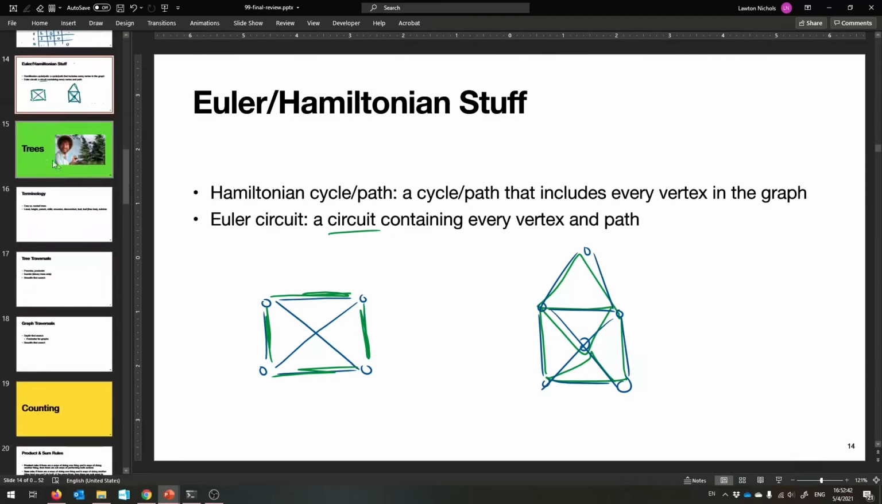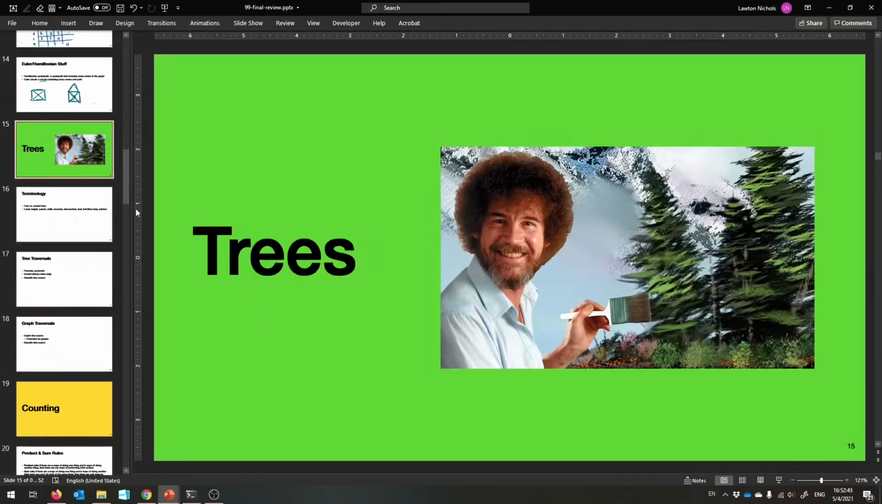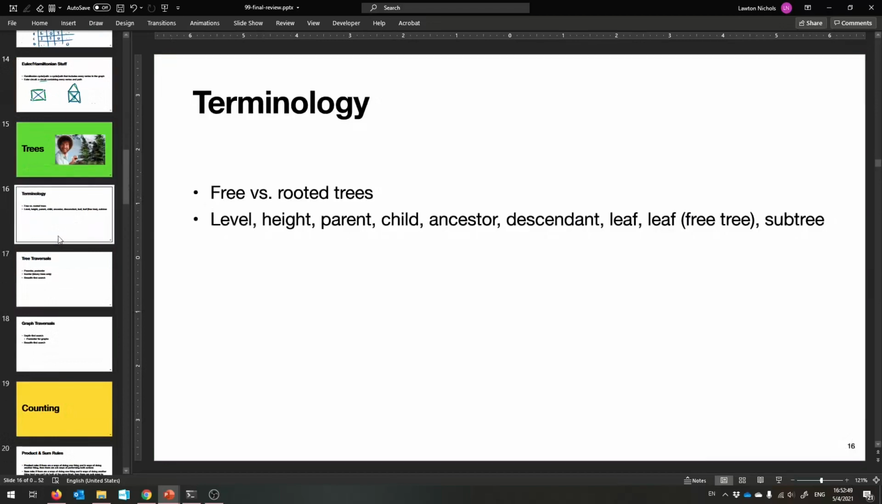We have to speed along. I'm sorry, do come to office hours if you have any questions about anything particular. Let's talk now about trees. So lots of terminology for trees as well. Again, check the book, check the slides.